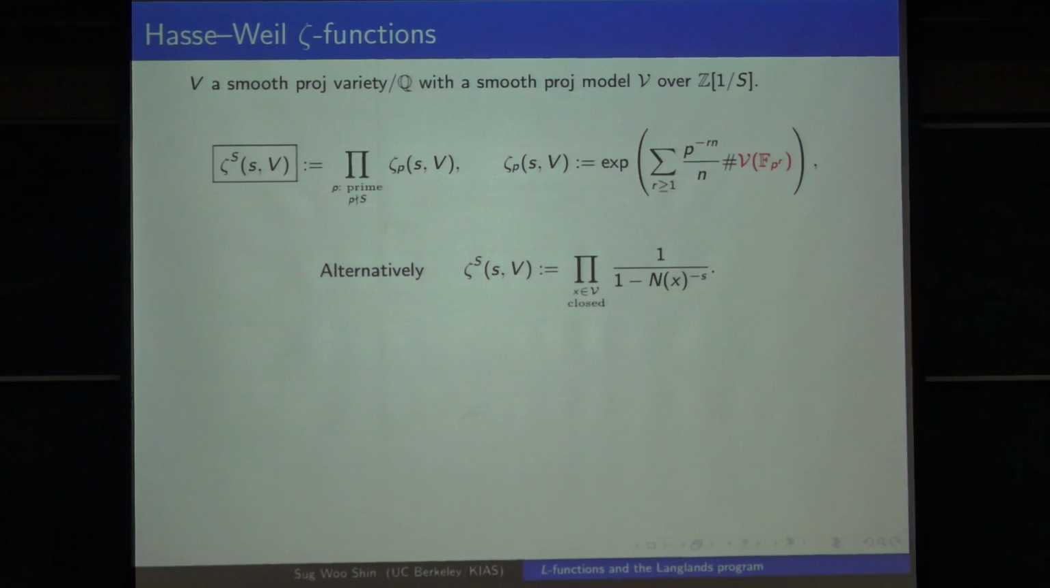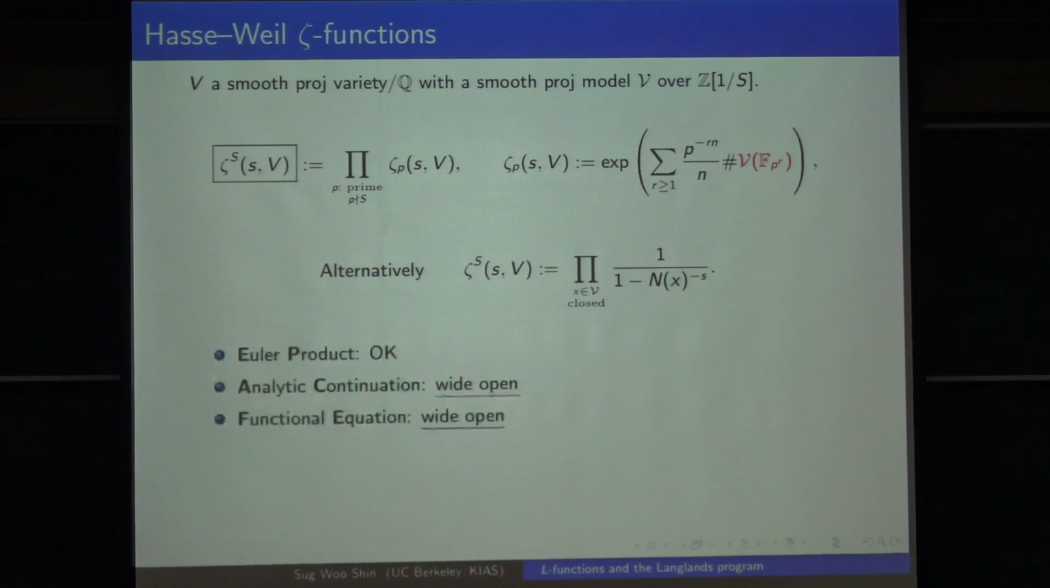And alternatively, you can write it in a way more similar to the previous definition. If you're more familiar with algebraic geometry, you can define the norm of a closed point, and then use the norm to the negative s. That's the kind of expression you've seen in other definitions. But if you're not familiar, that's just fine. It's supposed to encode the number of points in each finite field.